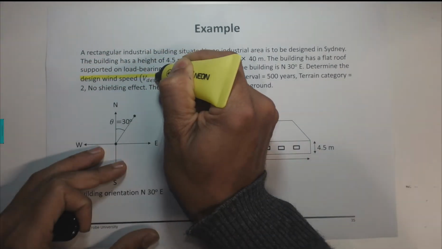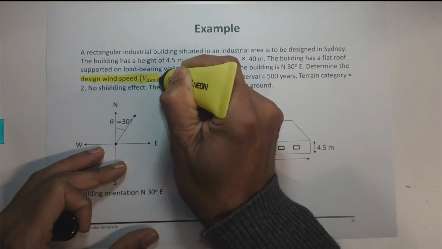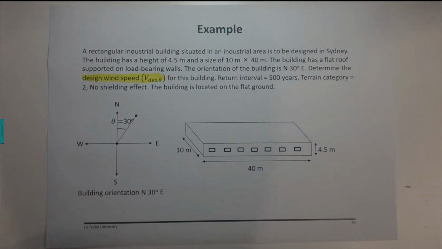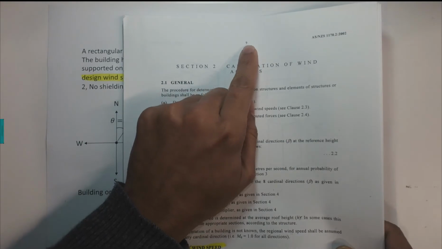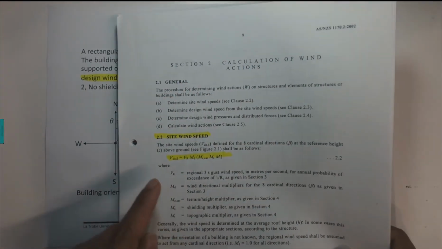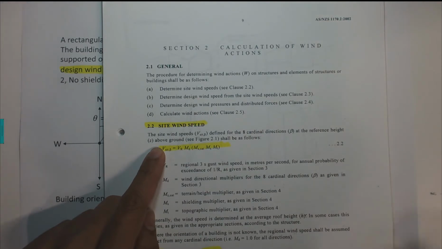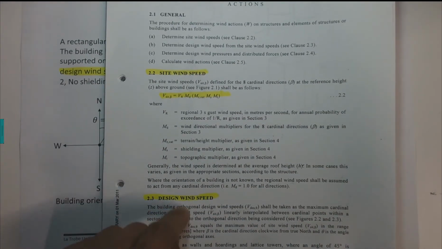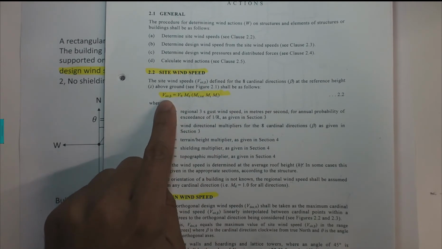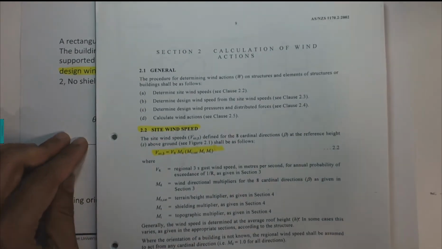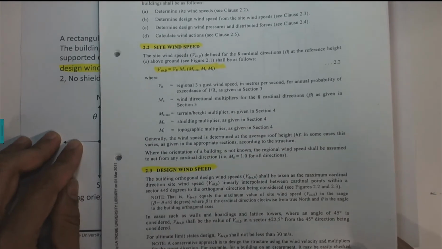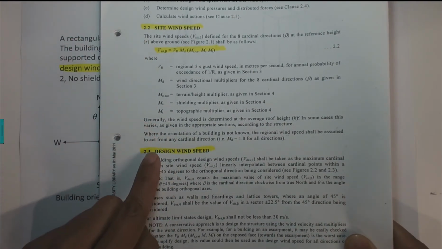design wind speed. To find the design wind speed, we are going to use the Australian standard AS/NZS 1170.2. I can show it here, on page number 9 of the standard. To calculate the design wind speed, we first need to calculate the site wind speed. The equation for the site wind speed is given here on page 9, and from the site wind speed we calculate the design wind speed.